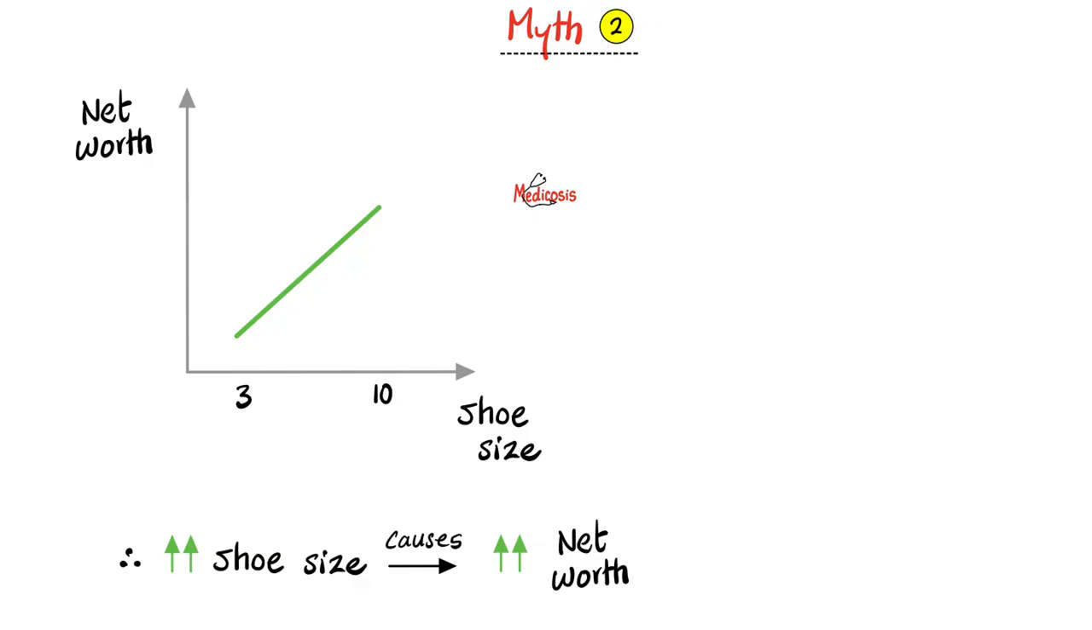Urban myth number 2. Upon looking at the relation between the shoe size of a person and the net worth of the same person, the student argued, I hereby declare that an increase in shoe size causes an increase in net worth. But that's another load of rubbish.